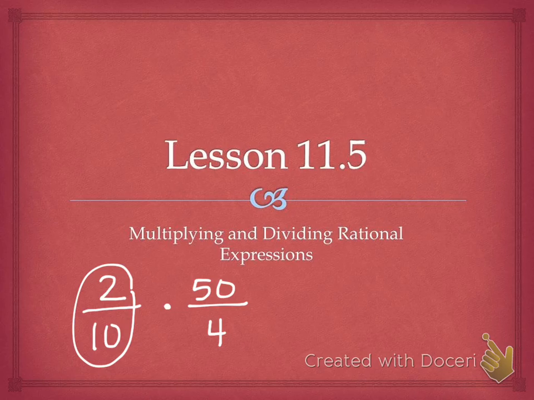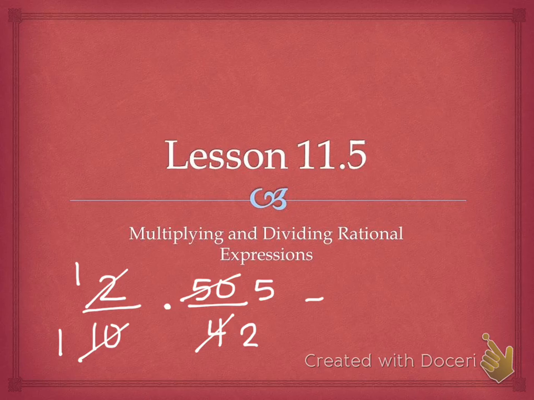I can reduce 2/10 to 1/5, and I could reduce 50 over 4 to 25 over 2. Or I could reduce diagonally. What number goes into both 2 and 4? 2. So this changes to a 1, and this changes to a 2. What number goes into both 10 and 50? 10. 10 goes into 10 one time, and 10 goes into 50 5 times. And then I've got 5 over 2.